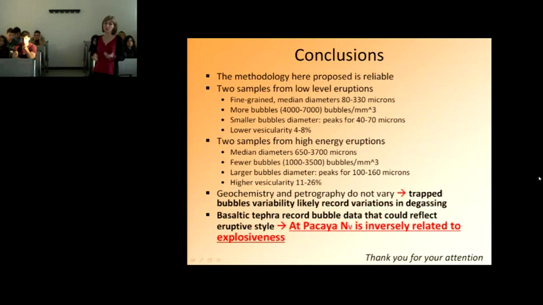So the geochemistry and petrography do not vary at Pacaya, so the trapped bubble variability likely records variation in the gassing. So basaltic tephra record bubble data that could reflect eruptive style, and at Pacaya number density is inversely related to explosiveness. Thank you.